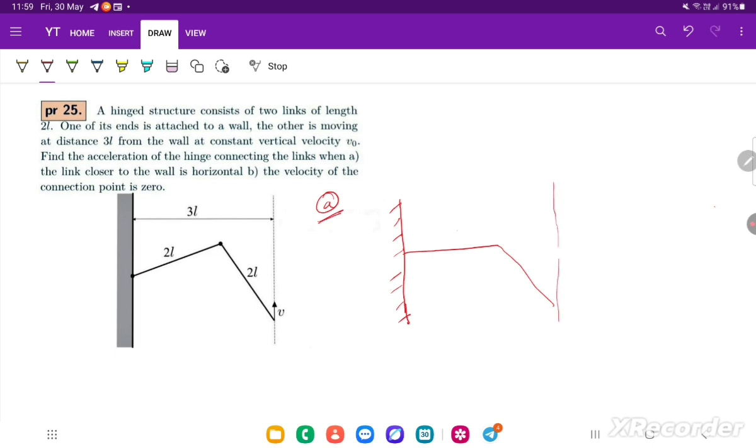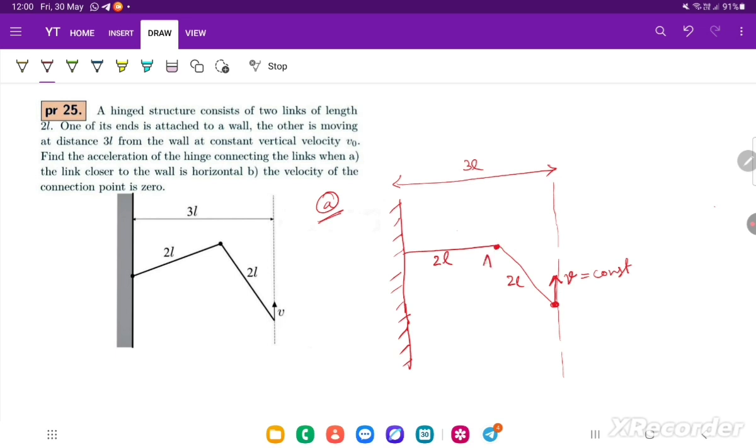and this is the vertical line on which this end point is moving with a constant velocity v. This one is constant. This length is 2L and this one is also 2L as given in the question, and this vertical line is at a distance of 3L from the wall. This is also given and it's a constant distance, right? So at this instant we are supposed to find the acceleration of this connection point.